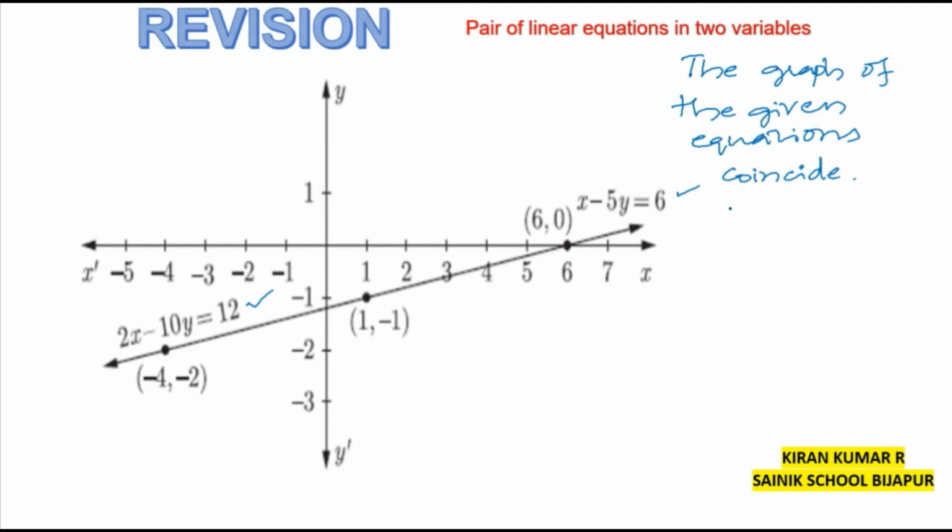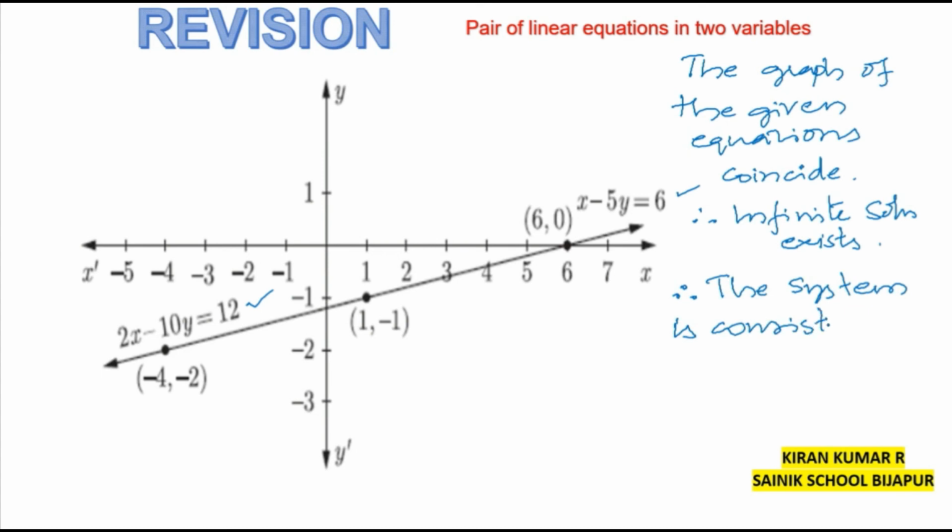If they coincide, then infinite solutions exist. If the solutions are present, we say that the system is consistent. Therefore, the system is consistent. When I mention system, it is system of the linear equations. Therefore, the linear equations are consistent.